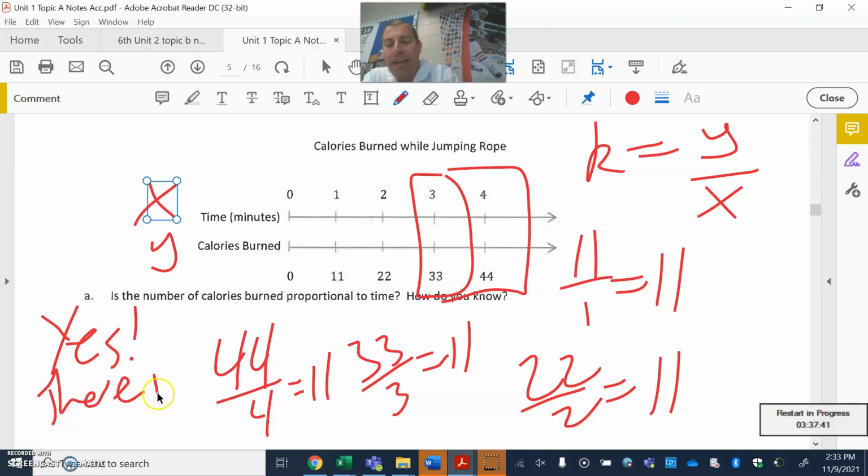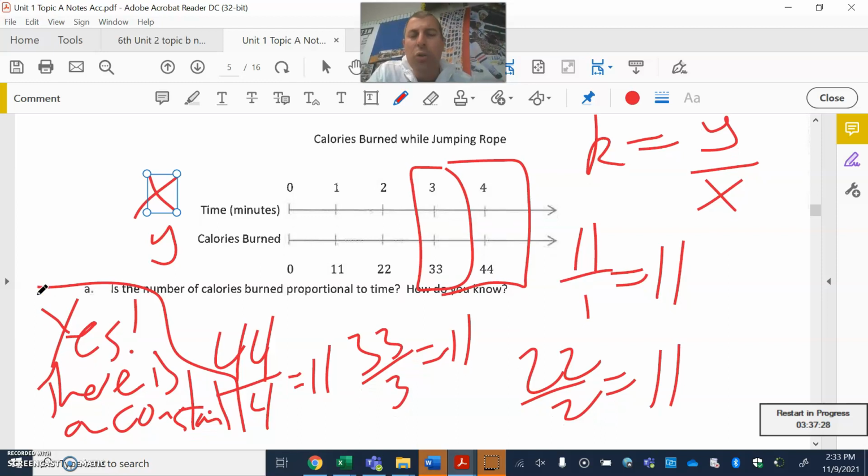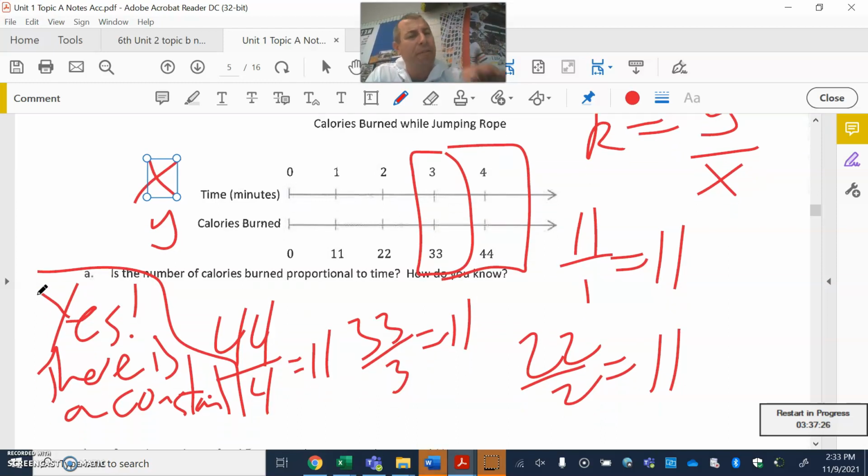There is a constant. So again, that's really what we're after here. That equation of y equals kx, we'll get into that and how we're going to use it as we move forward. But for right now, we've got a constant. We've got a proportional relationship. That's it, people. We're done. You're out. See you later.